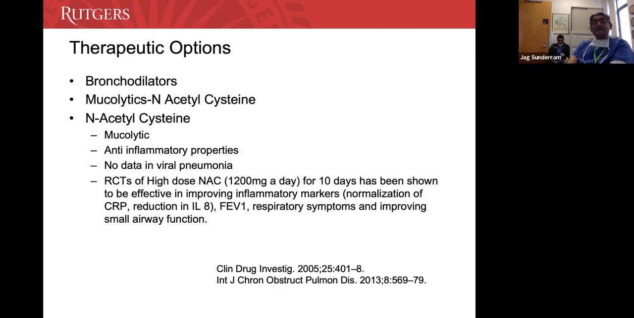And there have been quite a few randomized controlled trials of high-dose NAC for a short duration of time, especially in COPDers, that have shown improvement in inflammatory markers, improvement in the FEV1, improvement in respiratory symptoms, and small airway function, including using impedance plethysmography that looks at peripheral airway function. So if we do think there's a peripheral airway dysfunction in these people, there is some reasoning behind why we potentially should be using N-acetylcysteine. Obviously, this question cannot be answered without a proper randomized controlled trial of high-dose N-acetylcysteine in this patient population.